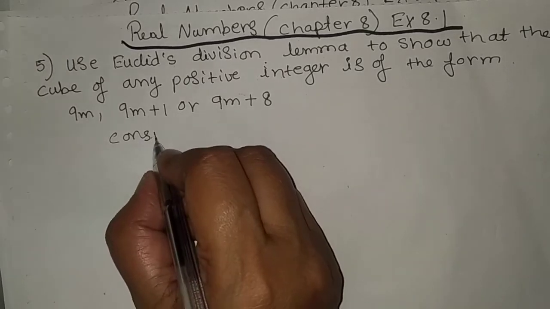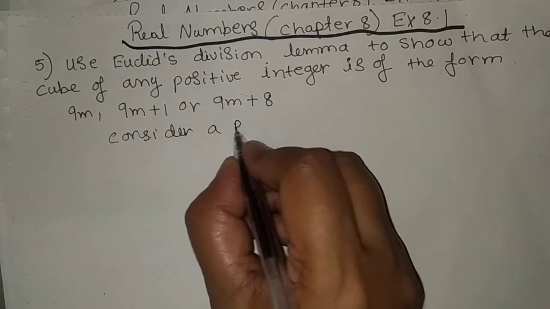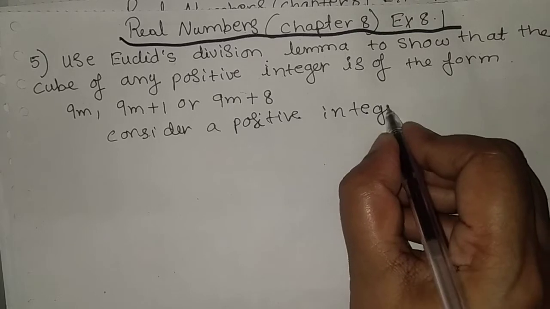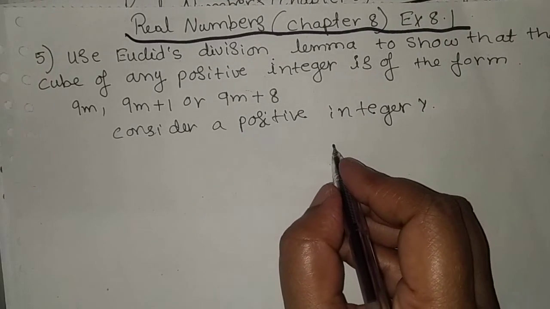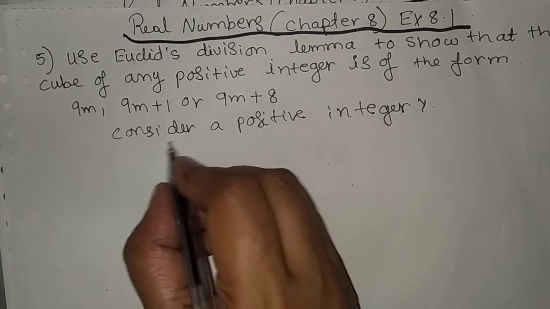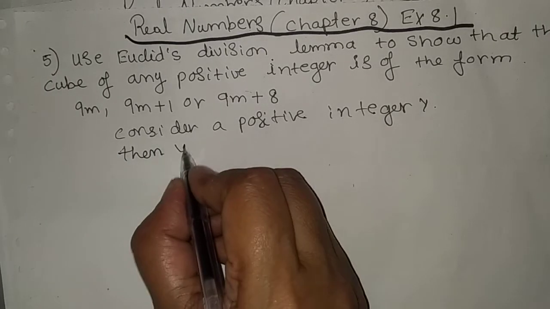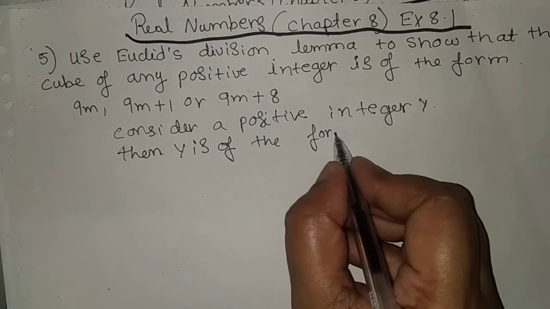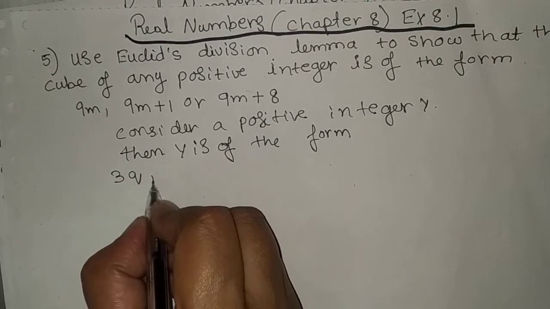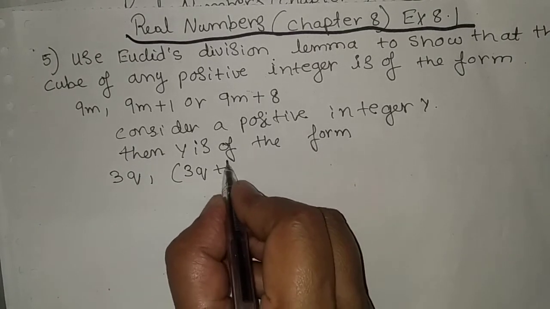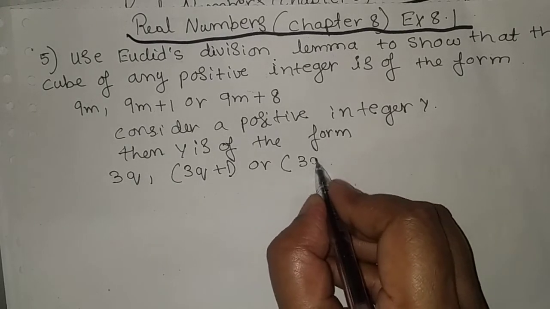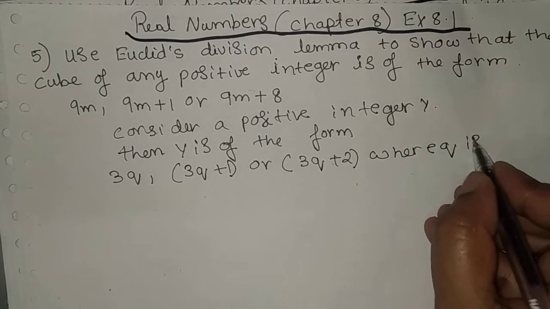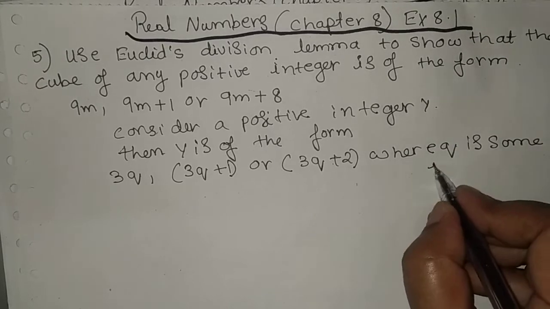That is, consider a positive integer y, then y is of the form 3q or 3q plus 1 or 3q plus 2, where q is some integer.